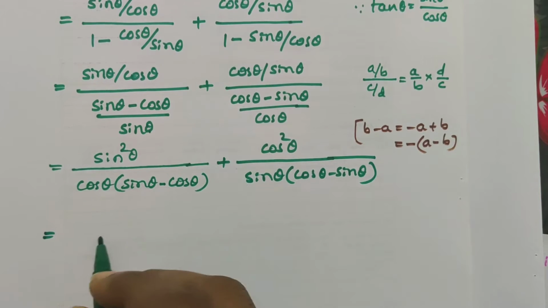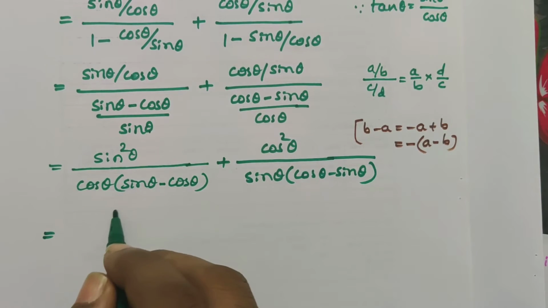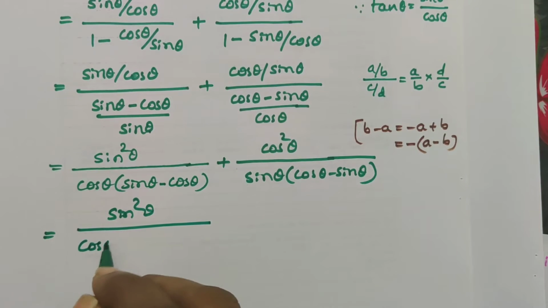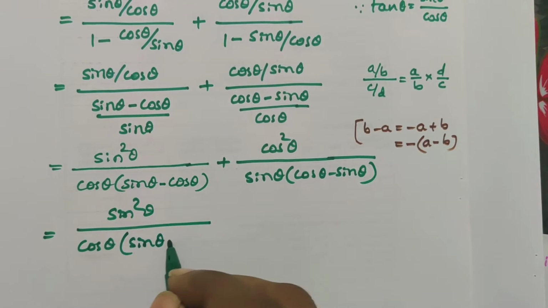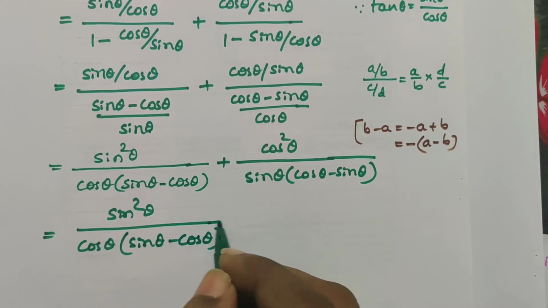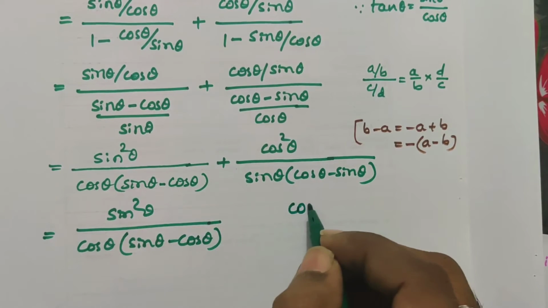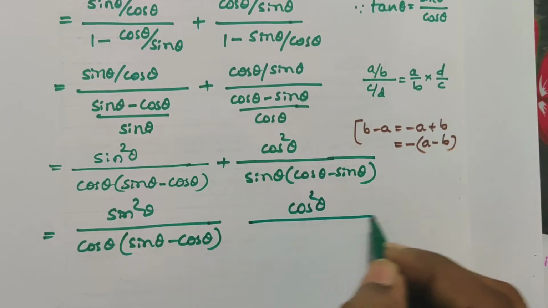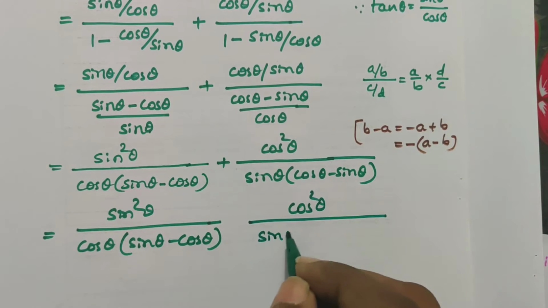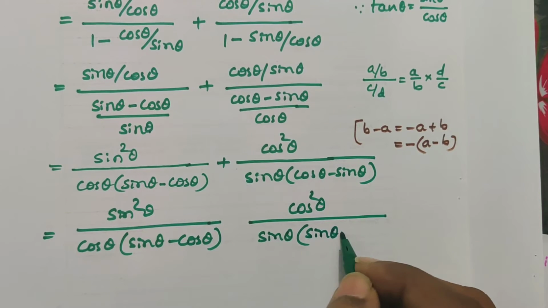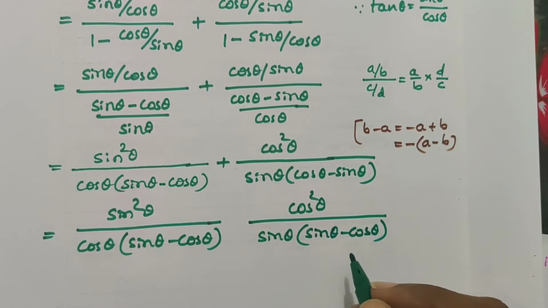I will write one more step, sine square theta whole divided by cos theta into bracket sine theta minus cos theta. I'll keep it as it is. The sign I'll write later. Just observe, cos square theta whole divided by sine theta. So instead of writing cos minus sine, I will write sine theta minus cos theta.